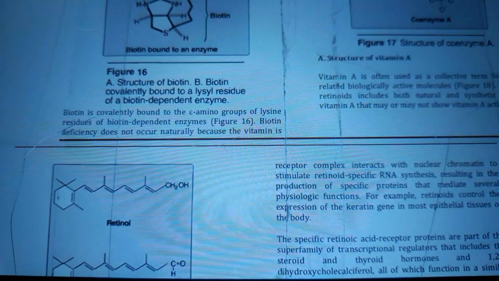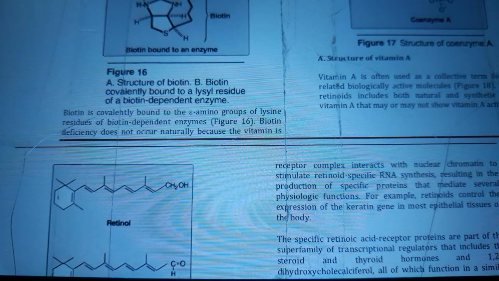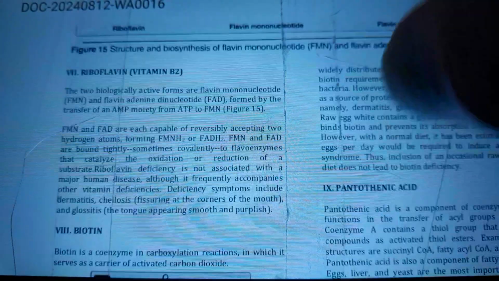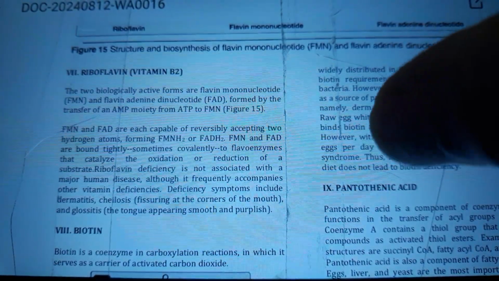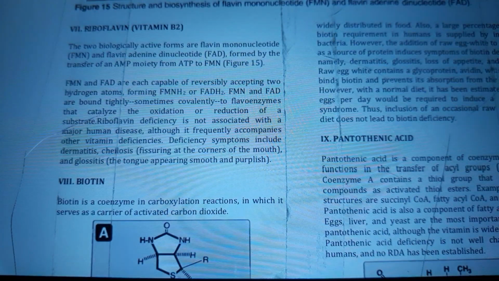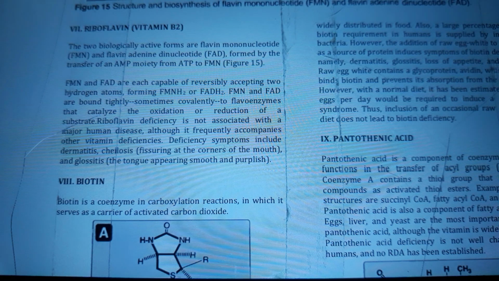Here, the biotin is covalently bound to the epsilon amino group of lysine residues of biotin-dependent enzymes. Biotin deficiency does not occur naturally because the vitamin is widely distributed in food. Also, a large percentage of the biotin requirements in humans is supplied by intestinal bacteria. However, the addition of raw egg white to the diet as a source of protein induces symptoms of biotin deficiency, namely dermatitis, glossitis, loss of appetite, and nausea.